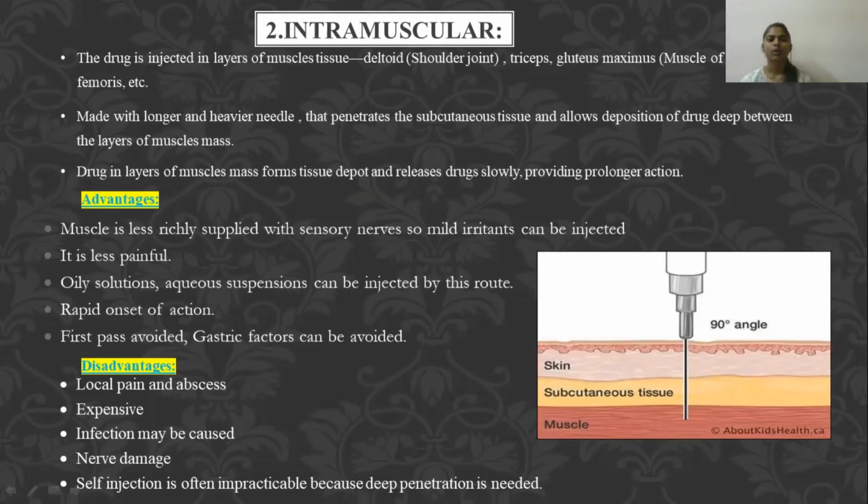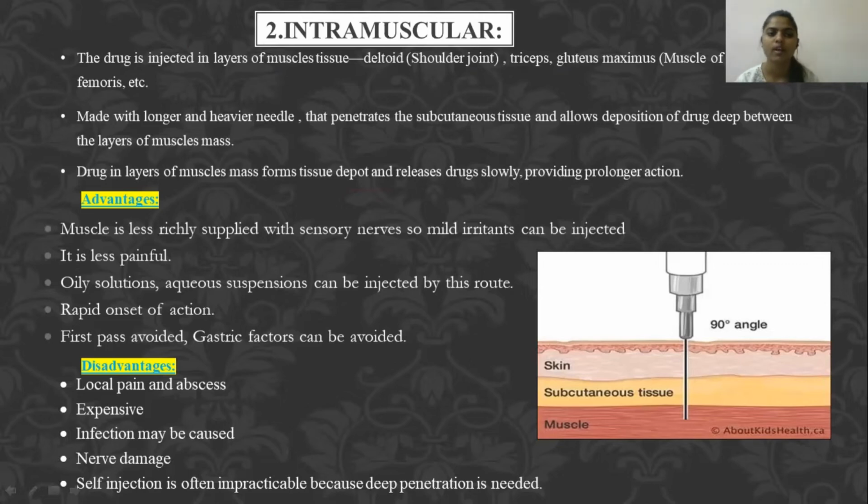It is made with a longer and heavier needle that penetrates the subcutaneous tissue and allows deposition of the drug deep between the layers of muscle mass. The drug in the muscle mass forms a tissue deposit and releases the drug slowly, providing prolonged action. The advantage is that muscle is less richly supplied with sensory nerves, so mild irritants can be injected. It is less painful.